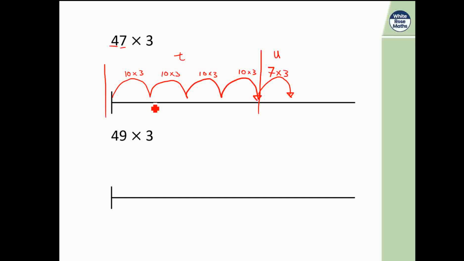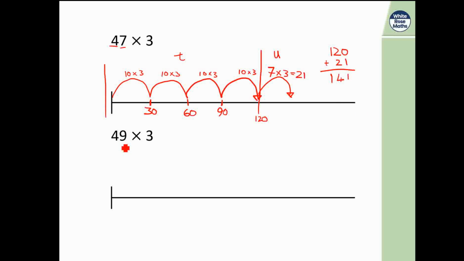So if we get to here, how much is that? 10 times 3? 30, good. And then here, 60, here, 90, and here, 120. Okay, now you need to know your 7 times table. 7 times 3, 21. This equals 21. So then you need to add 21 to 120. 120, yes. Okay, so that's our answer, 141.